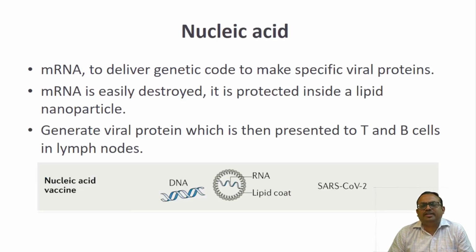Now coming to the nucleic acid vaccines. The messenger RNA is used to deliver genetic information in the form of nucleic acid to make a specific viral protein. This mRNA is easily destroyed, so before introducing it inside the cell, it is protected by a lipid nanoparticle. Once it is lipid coated and injected into the susceptible host, it generates viral protein, which can then be presented to T and B cells in the lymph node to generate an immune response. The classical example of a nucleic acid vaccine is the SARS-CoV-2 vaccines.